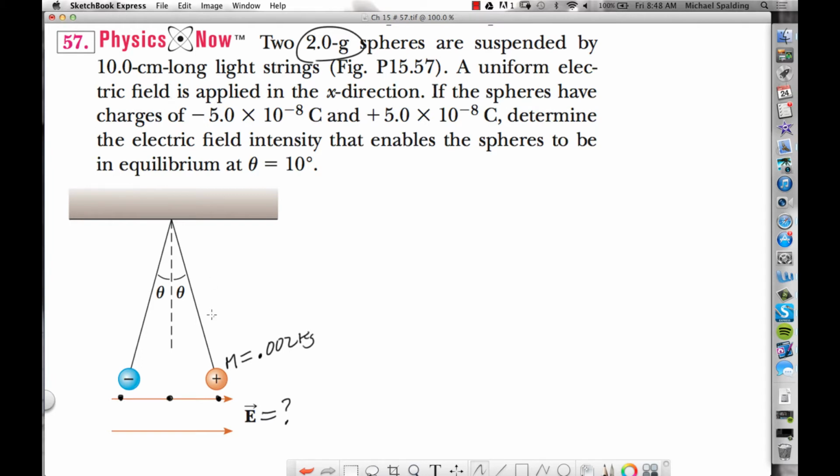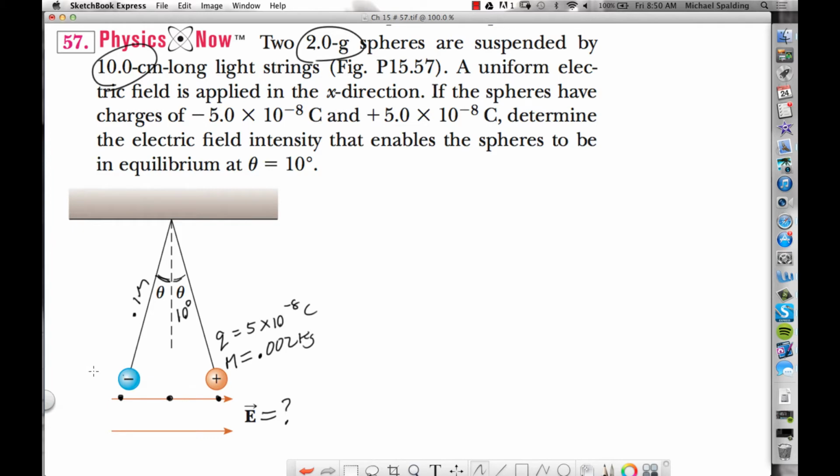What else do we have? The charge. Each of these guys is 5 times 10 to the negative 8 coulombs. Now the length of the string is 0.1 meter. Put centimeter into meter. 10 centimeters is 0.1 meter. And then this theta here is 10 degrees on both sides. Theta is 10. All right, the problem starts out with a free body diagram.